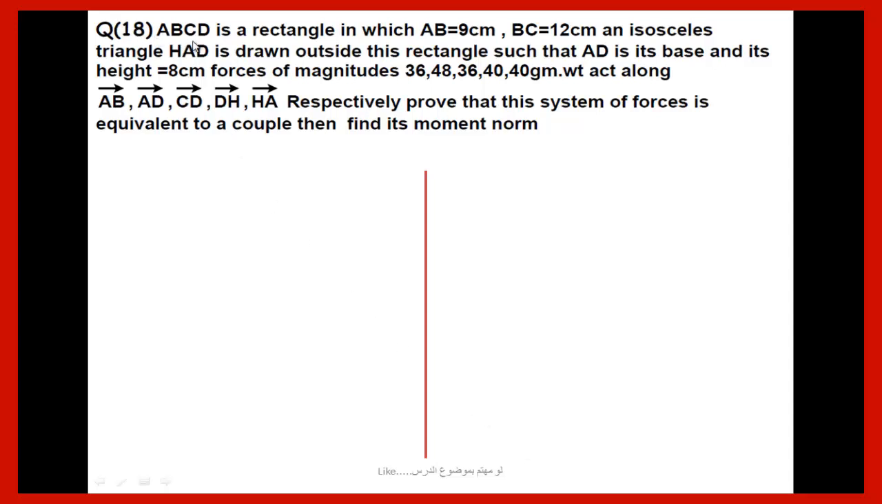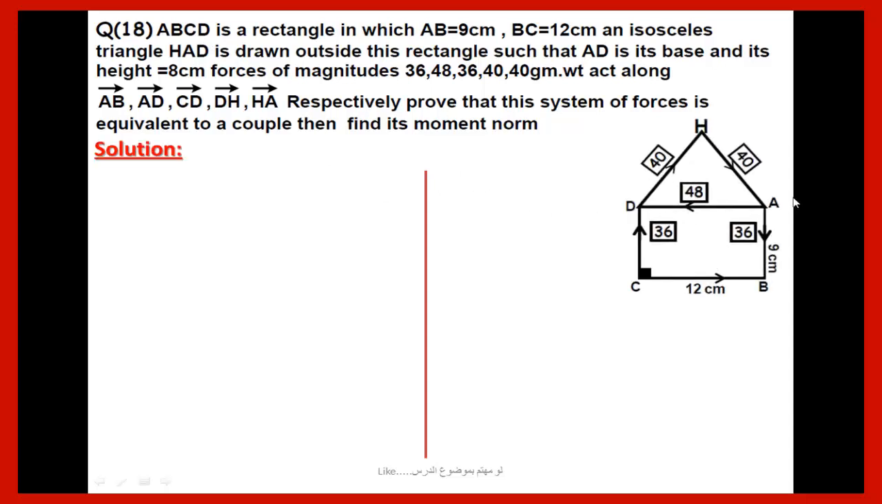Question number 18. ABCD is a rectangle in which AB equals 9 centimeters, BC equals 12. These are the dimensions of the rectangle. And an isosceles triangle HAD, it means HA equals HD. That is the meaning of isosceles triangle.